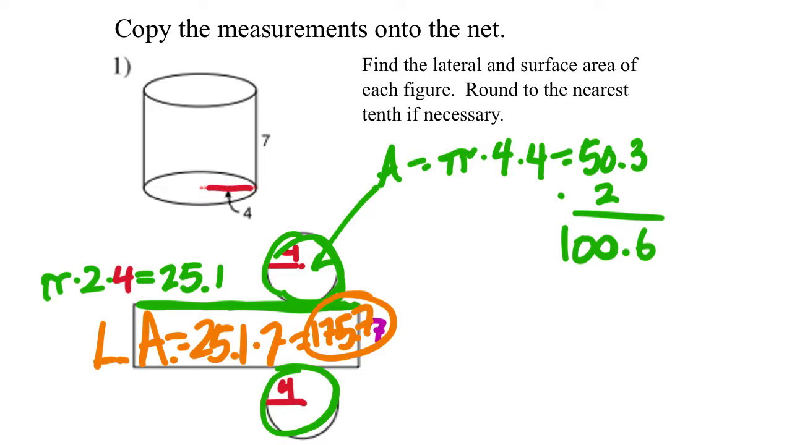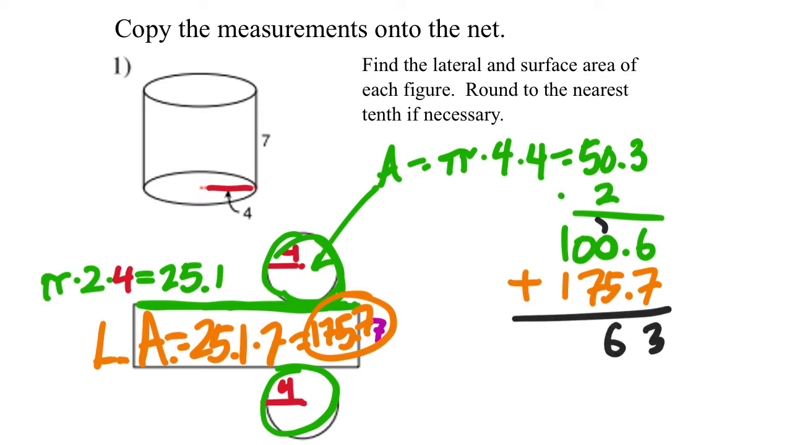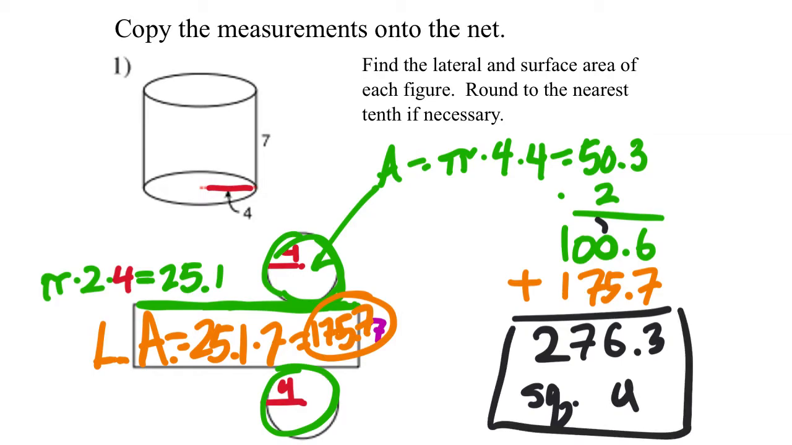So for the total surface area, we got the 100.6 square units, but we need to add the lateral surface area at 175.7 square units. And what do we get? 276.3 square units. That would be the total surface area. So we do have the lateral surface area there, and then in black we got the total surface area.